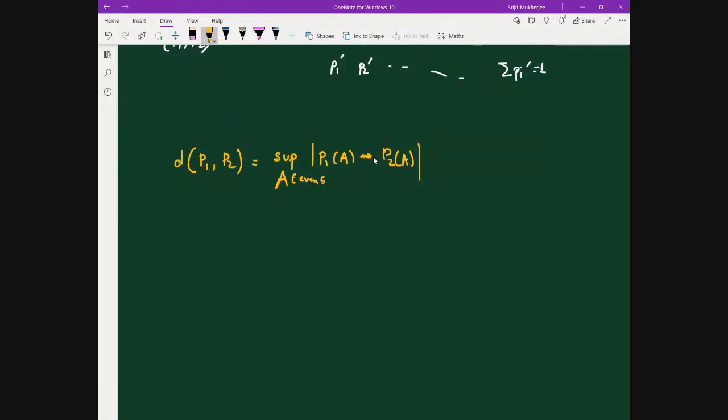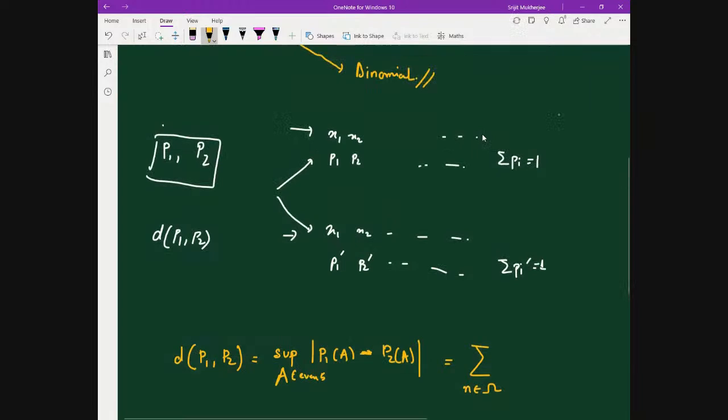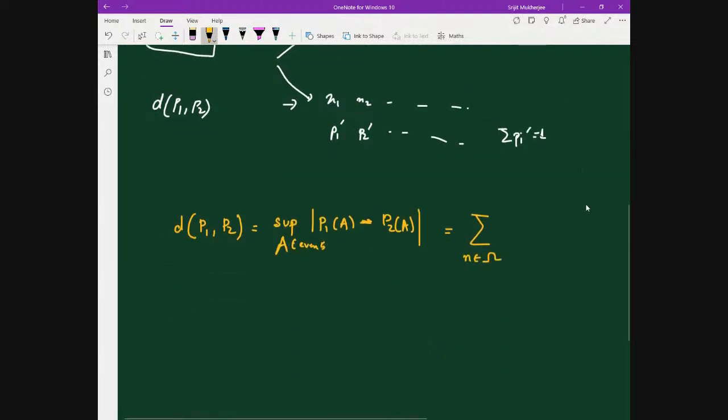Okay, that makes sense. So what you have to first show is that this distance is actually the summation over n in the sample space, the outcome space. Let's take just this set 0, 1, 2. In this case, it's the summation of |P1(n) minus P2(n)| whole by 2.